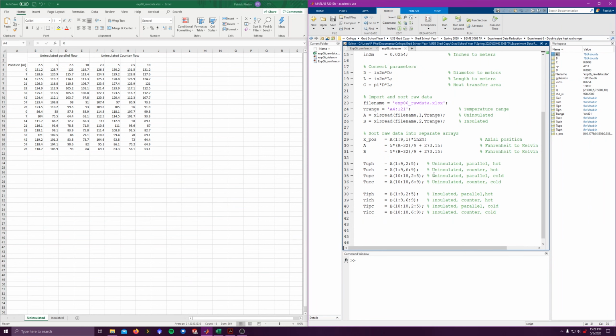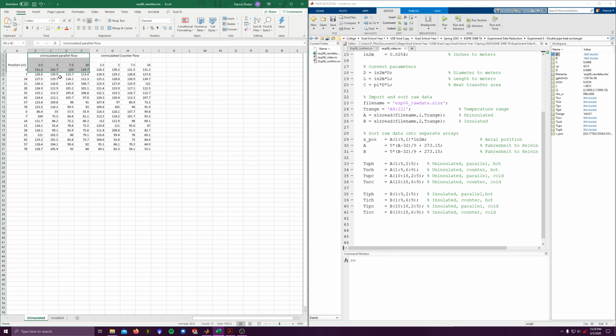Okay, and then all of this right here, we're just separating, again, the temperature data that we have into their own different arrays. So I'll talk about maybe the first two here. So I have the temperature data for the uninsulated configuration, so that's TU, and then P, that's going to be for the parallel flow, and then H, that's going to be for the hot fluid. So uninsulated, so we're in sheet A, and then we're doing this for parallel flow, so we need to make sure that we're staying within this range here, and then we're doing it for the hot fluid.